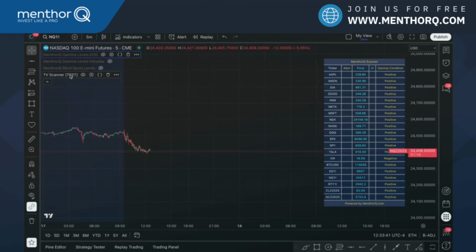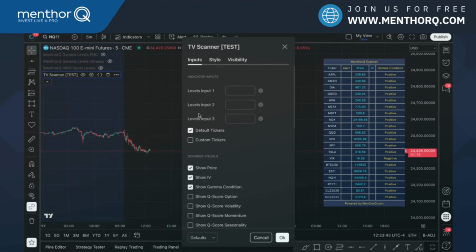And then you're going to be able to also customize. So if you're trading stocks, if you're trading crypto, or if you're trading assets that are not covered here, you'll be able to upload levels right here. And this will allow you to get alerts on those as well.